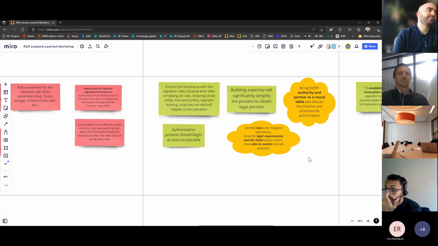And to identify all of the risks beforehand so they can be mitigated, to know the legal requirements and limits of your action. And a key thing is also to find out early on who your contact point is at the different entities that need to provide authorization. So to have that communication facility, someone that can be called, and sometimes you do have to be quite repetitive and maybe sticky with them.